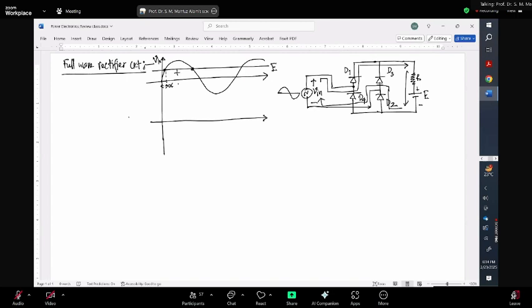So as long as, suppose this is Vm sine omega t, that is the equation of the waveform. So what should be this magnitude? Then it should be Vm sine, instead of using omega t, we can say this is my alpha. So Vm sine alpha should be equal to E. As soon as it reaches this condition, then what will happen? D1 and D2 will be in forward bias. Right?